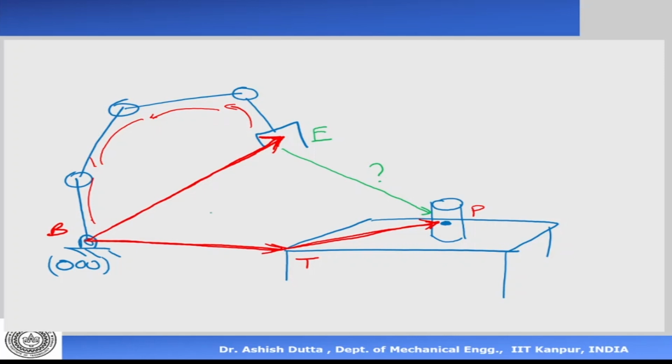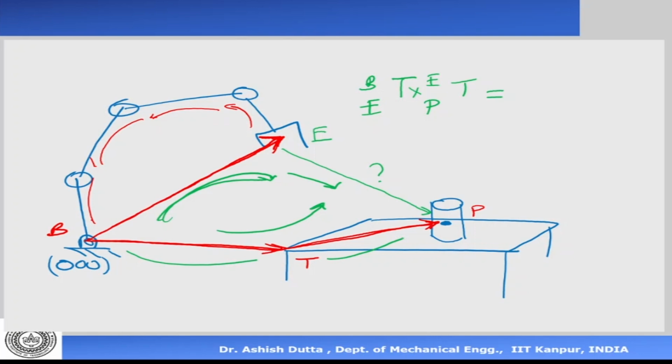If you look at the two vector closed loops, one loop here, another loop here, we can write our equation. One loop is in terms of the vector equations: b to e, and this is e to b. These are transformation matrices T. The other loop is on the other side, going from here to here and here to here, so this is equal to T b to t into T t to p. So this is one loop and this is another loop, and it's a closed loop.